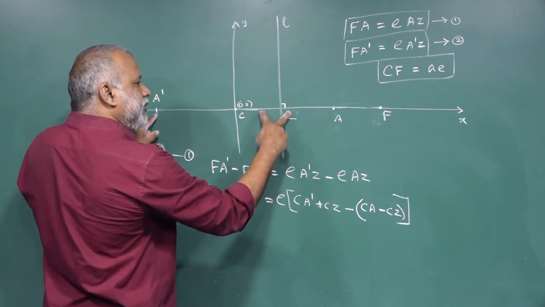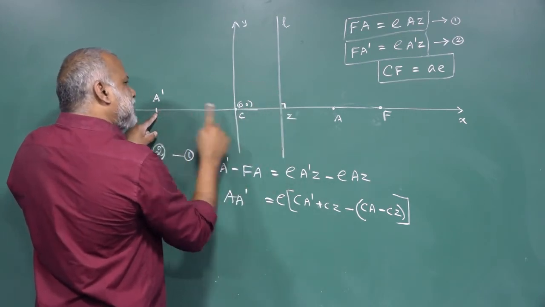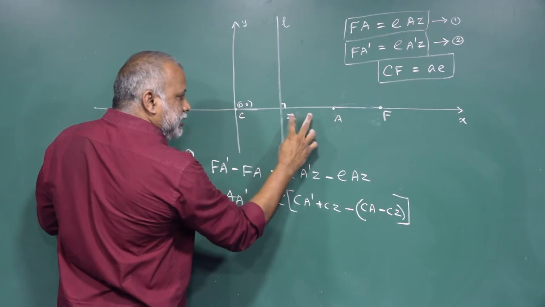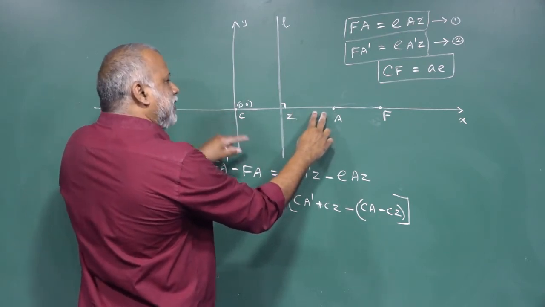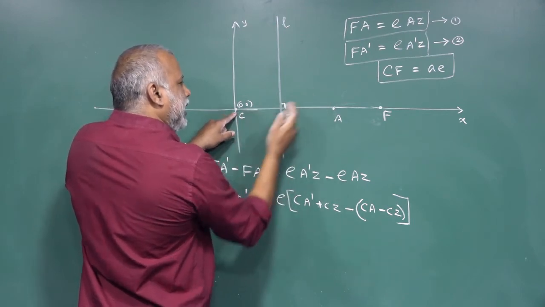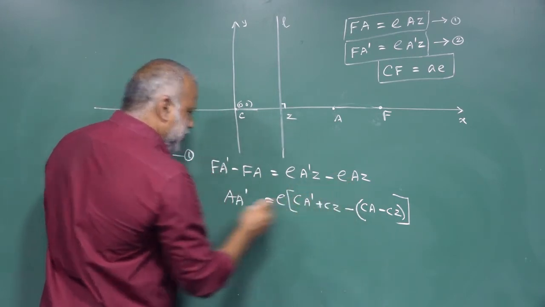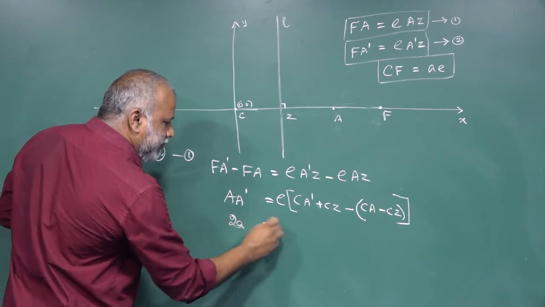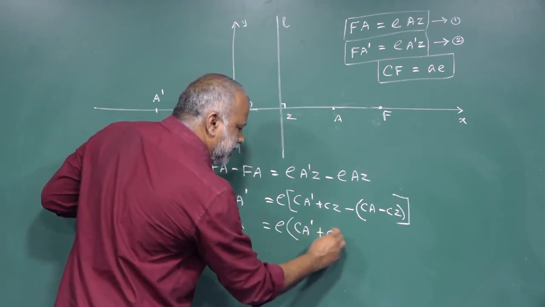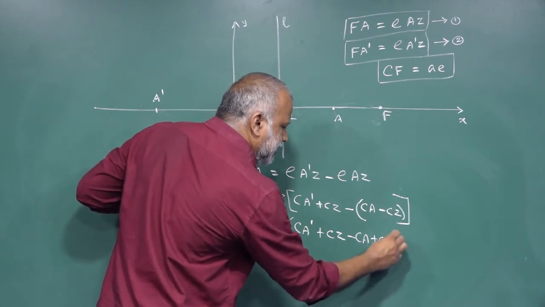Z is here. Therefore, I can convert A dash Z in terms of two additions: CA dash plus CZ. Then minus AZ. AZ is here. This portion can be expanded in terms of center, means CA minus CZ. So CA minus CZ, we can get this one, AZ. Now open this bracket. See A dash, already we know the value 2a. So e is already common. Open this bracket: CA dash plus CZ, then open means minus CA, minus of minus plus CZ.